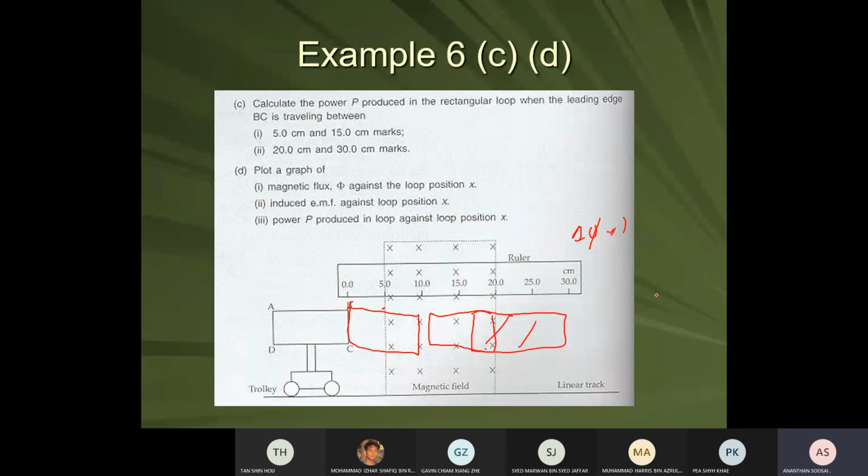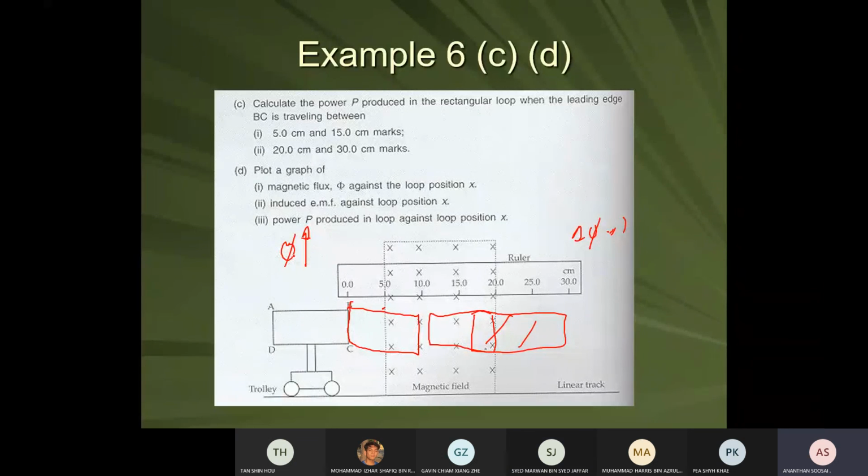Is the flux rising or decreasing? 5 to 10. When the coil moves from 5 to 10, is flux rising or decreasing? Anyone? Flux is rising. So according to Lenz's law, the EMF is induced so as to oppose the change. Because flux is rising, the EMF tries to decrease the flux. You don't want the change.